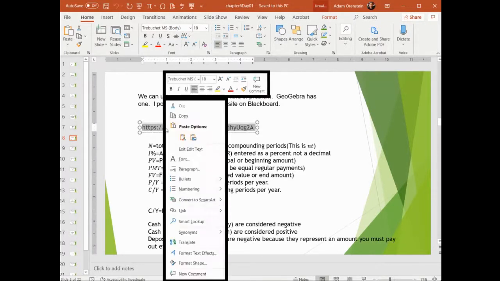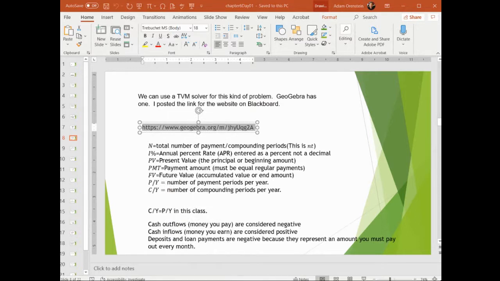Let me just copy this. Okay, that's basically a link to the TVM Solver. Before I take you there, it's actually made in GeoGebra by someone. I didn't make it. I'm just grateful it's there.